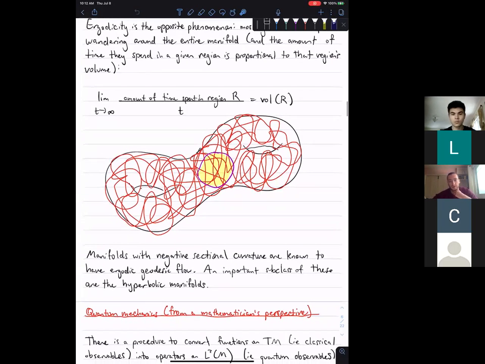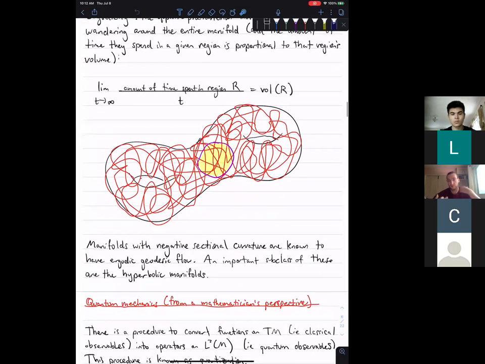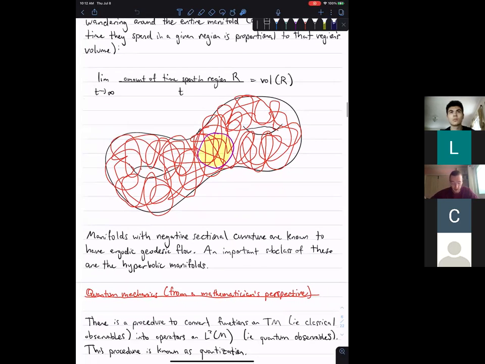And you might wonder, well, how can you know if the geodesic flow is ergodic? So when you have a Riemann manifold, there's something you can define called curvature. I'll say a little bit more about that later. And if the curvature is negative, it turns out that the geodesic flow is ergodic. And a really important class of manifolds with negative curvature are the ones called hyperbolic manifolds, which I'll also say a little bit more about later.